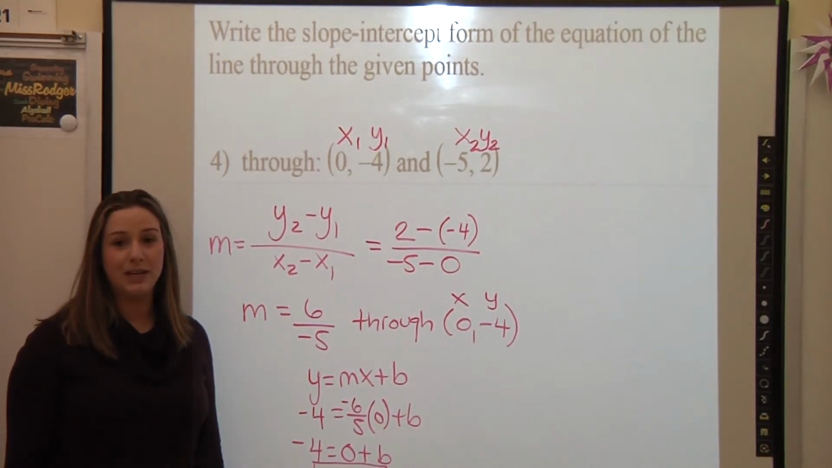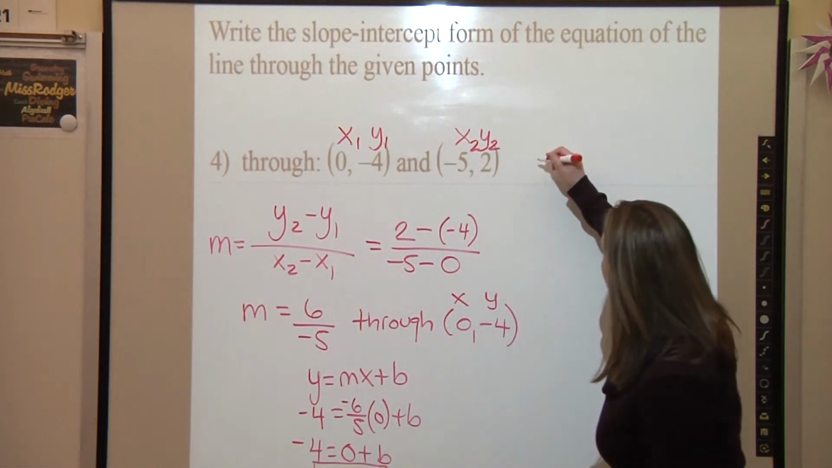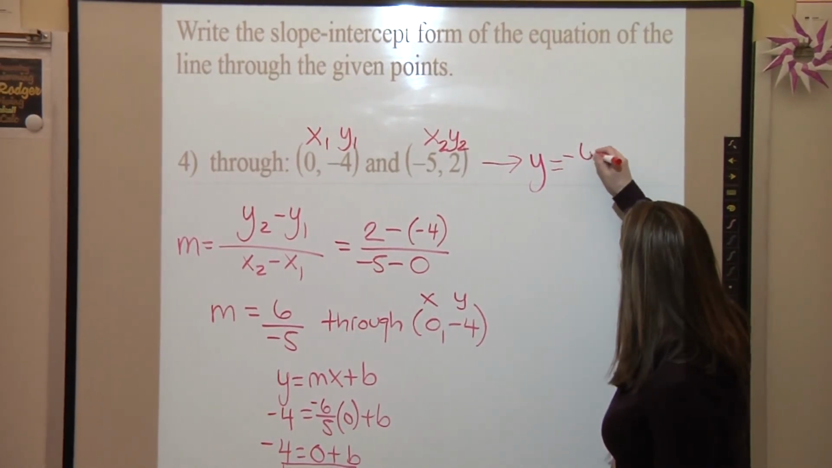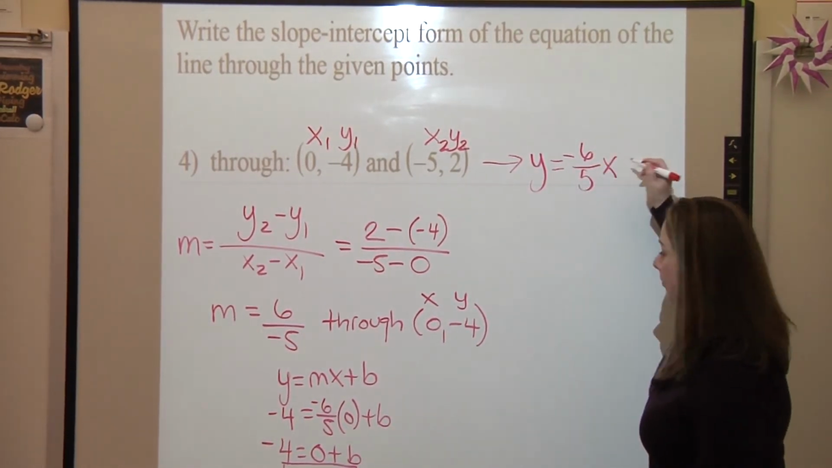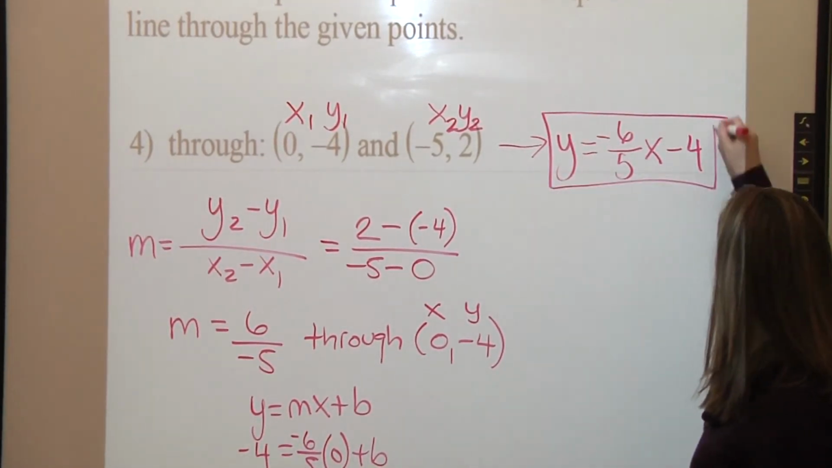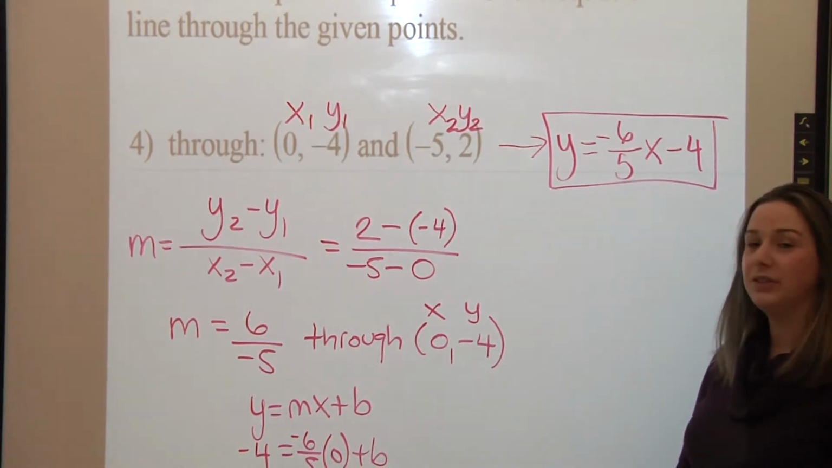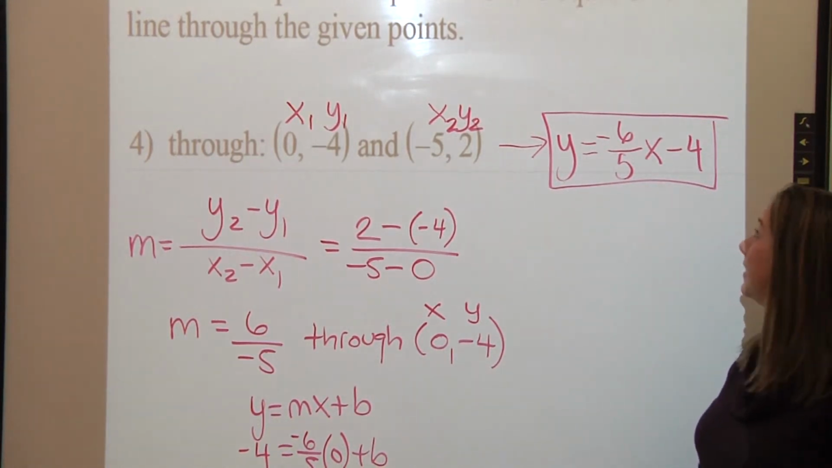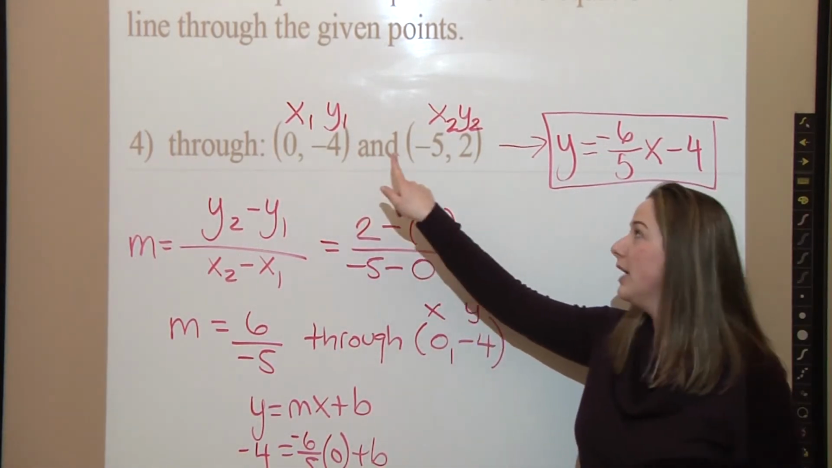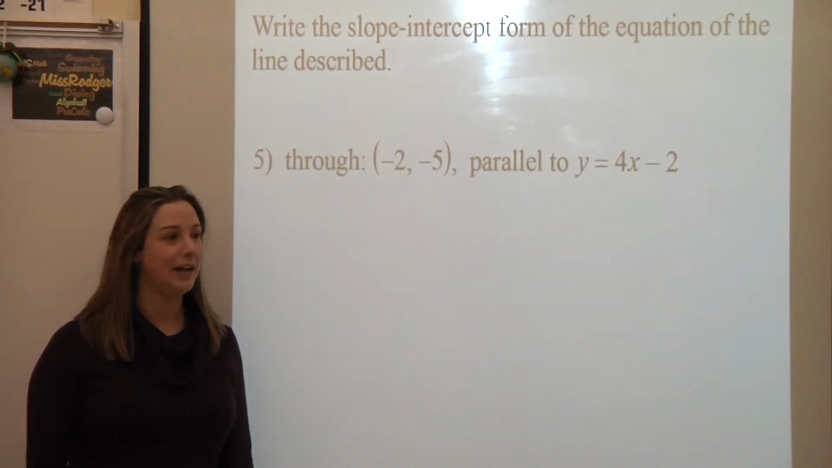Now we have our slope-intercept form equation. The slope-intercept form equation is y equals negative 6 over 5x minus 4 if we're going through the point 0, negative 4 and negative 5, 2. Let's take a look at number 5.